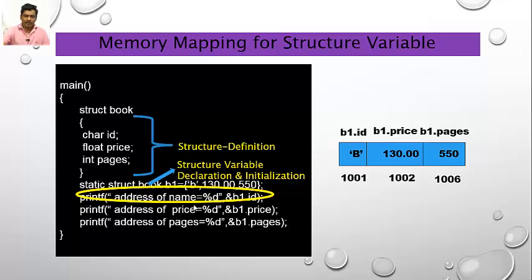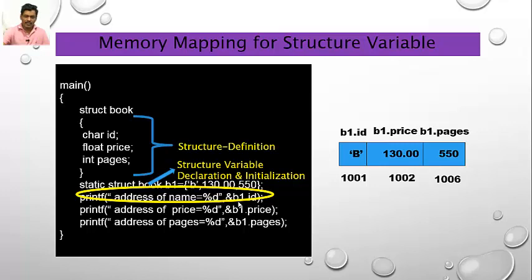Then printf address of name equal to %d and b1.id. If we just put b1.id, it refers to B. b1.price refers to 130. b1.pages refers to 550. And the address of b1.id is 1001, b1.price is 1002, and b1.pages is 1006. Here we put &b1.id.